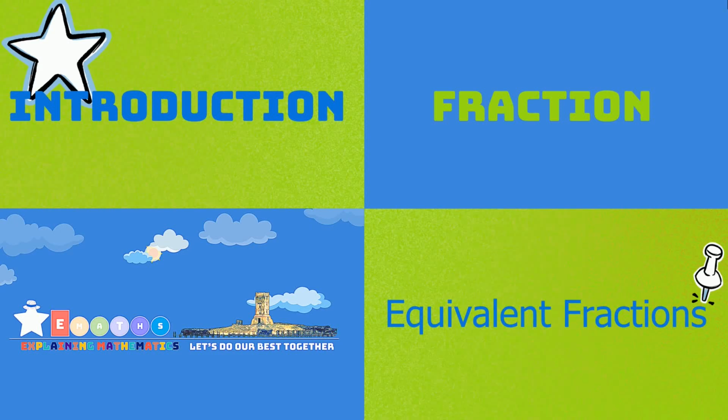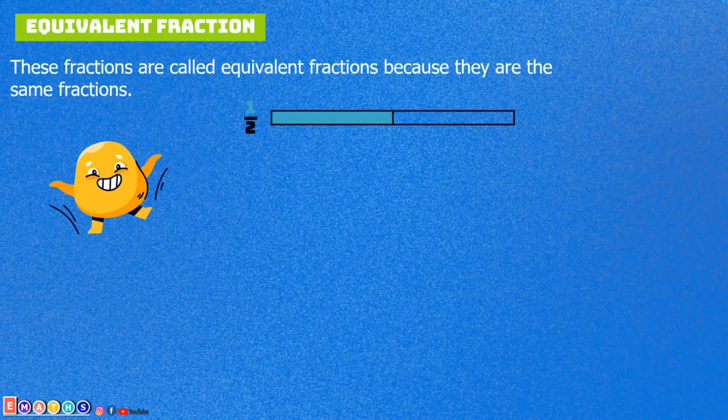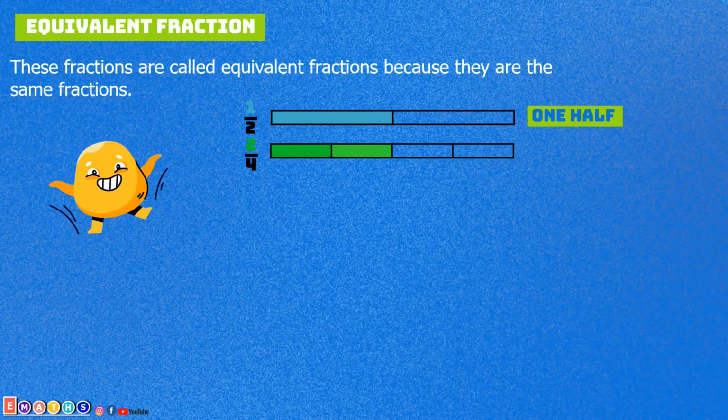Equivalent fractions. Here we have a half. 1/2 divided into 2 equal sections equals 2/4. Now we call these fractions equivalent fractions because 1/2 is equivalent to 2/4.